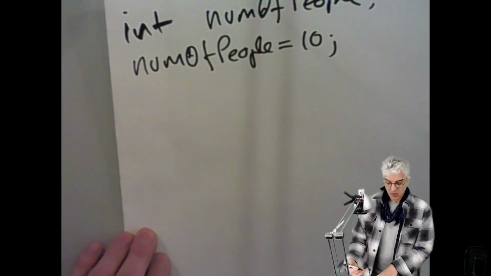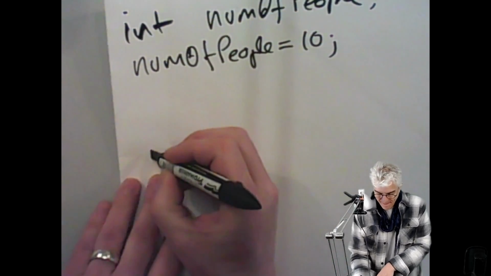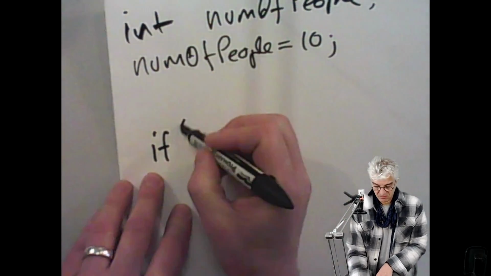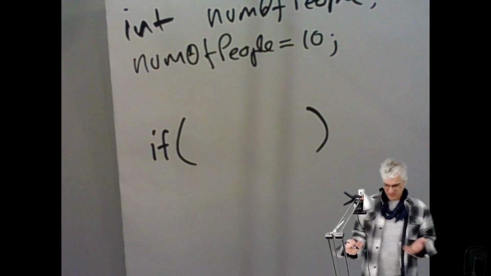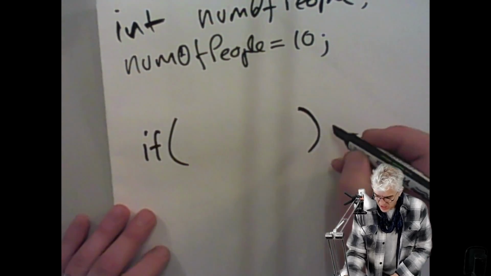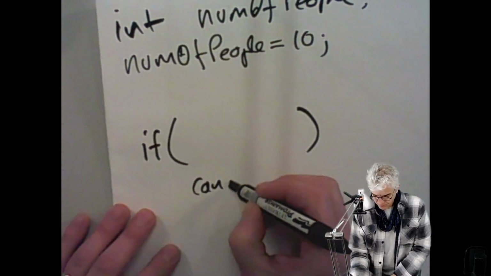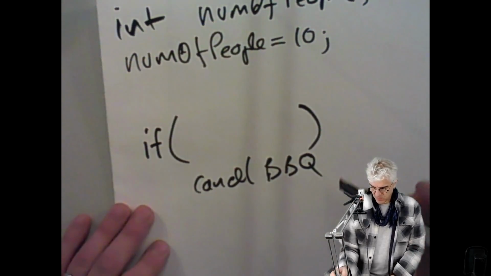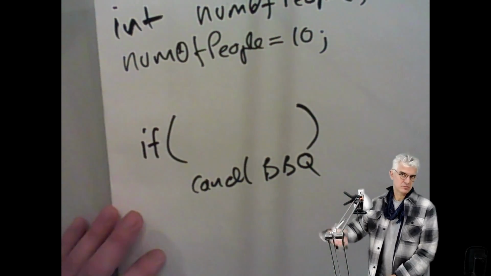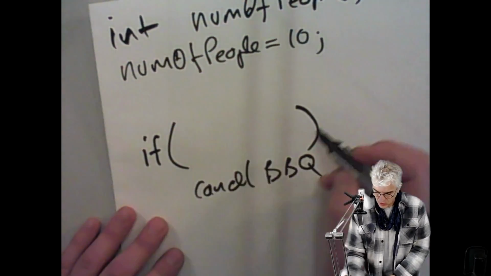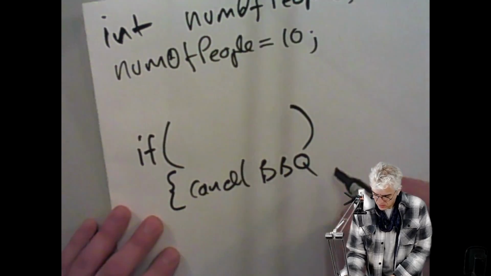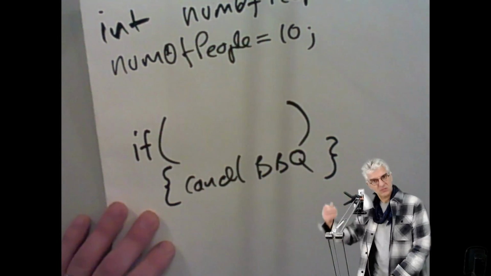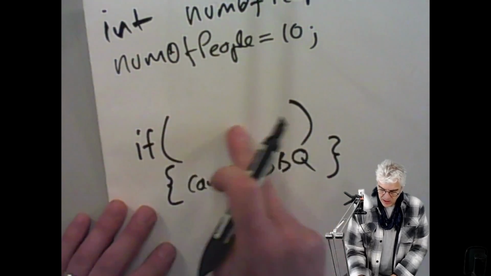At a later point in my program, I can say to the computer, if something or other, don't know what's going to go in there at the moment, but if a certain thing happens, then I want to, for instance, cancel the barbecue. Now, to tell the computer when to stop doing things, we can put this into curly brackets, to say, if this thing happens, then do this thing, and then go on to the rest of the program. And this is our conditional statement, this bit in here.